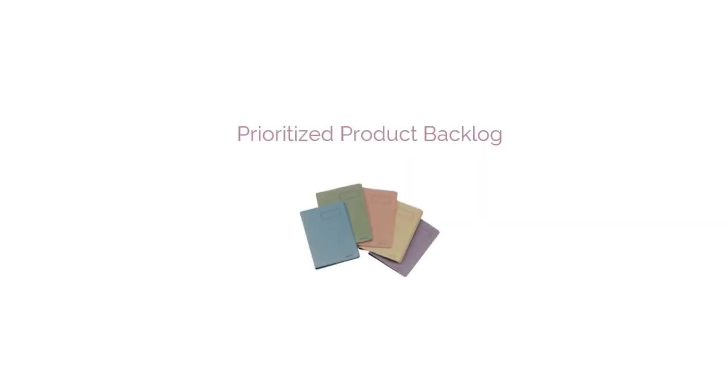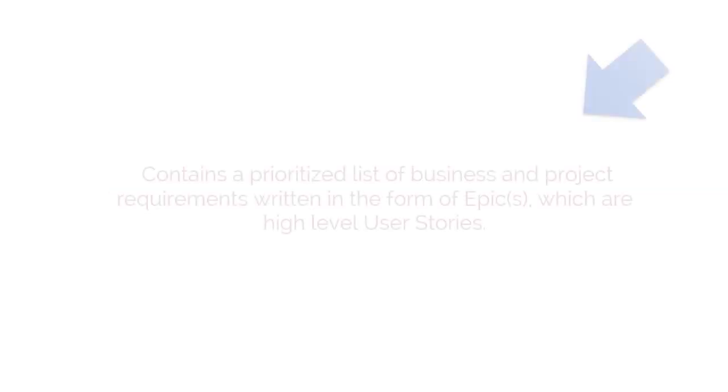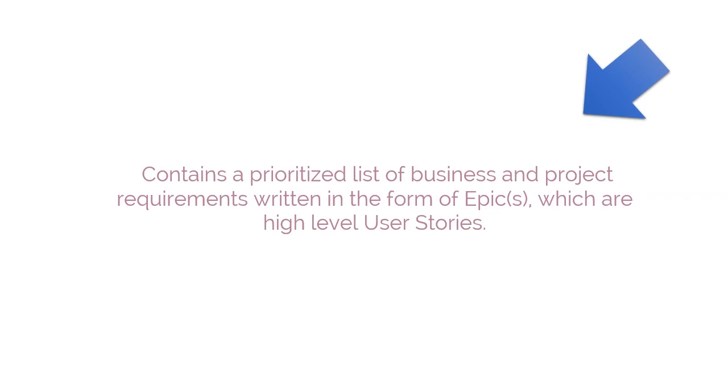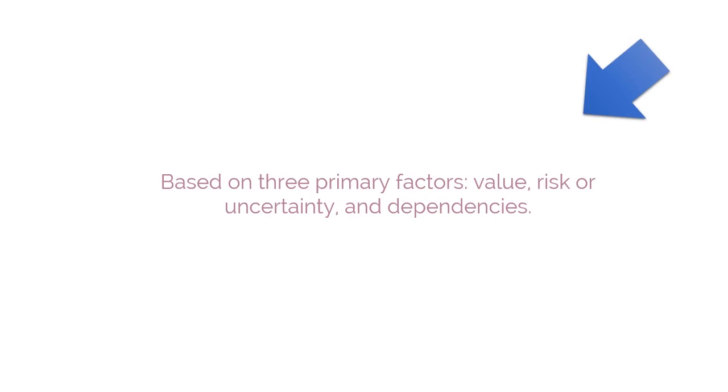Prioritized Product Backlog is the next source of input we're going to discuss. The product owner develops a prioritized product backlog, which contains a prioritized list of business and project requirements written in the form of epics, which are high-level user stories. The prioritized product backlog is based on three primary factors: value, risk or uncertainty, and dependencies.